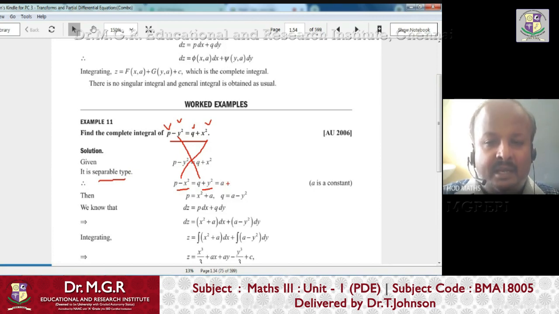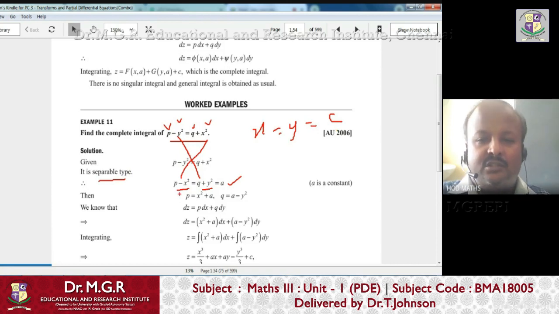Once you do that, if two things are equal, that can be written as equal to an arbitrary constant. If you say two unknowns are equal, x equals y, what does it mean? x has some value, y has the same value. We call that value c. In the same way, p minus x square has some value, the same value as q plus y square. That value I call a. But it is not a fixed one, it is arbitrary, because x and y keep on changing, so a also will keep on changing. So it is not a fixed constant, it is an arbitrary constant. So after separation, I can write p minus x square equals q plus y square equals a, where a is a constant. Now, what do you have to do now?